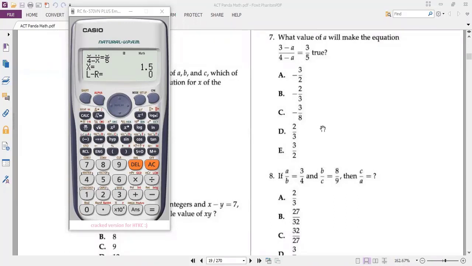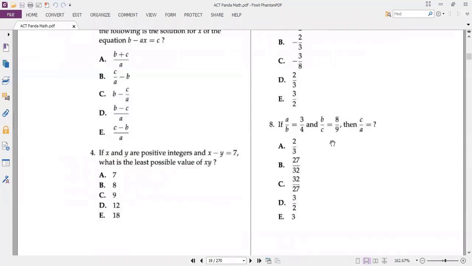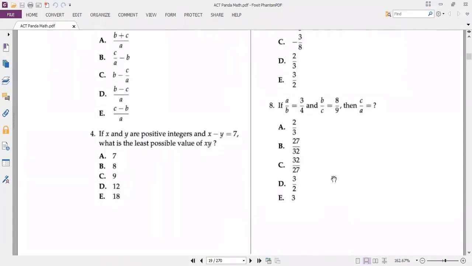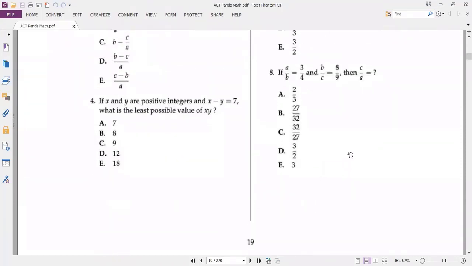Just use a calculator if possible. I told you about the solve button. You can use it or the solve function on the calculator. Any calculator has this property.